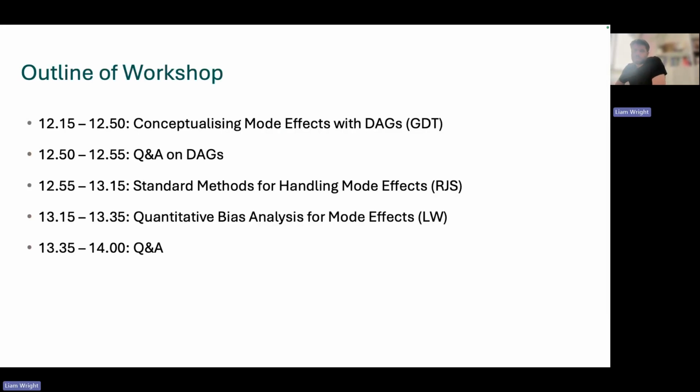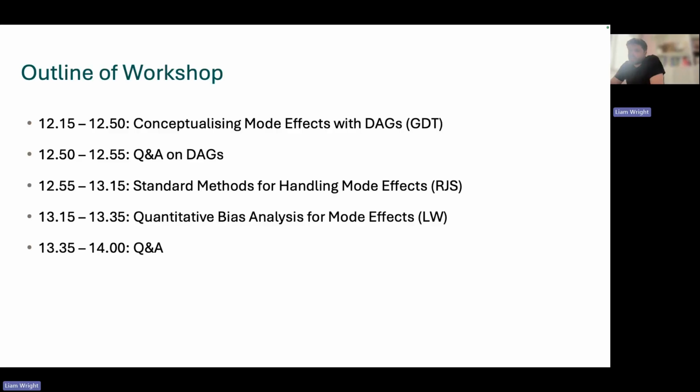And so in the next part of the talk, George is going to talk about using something called causal directed acyclic graphs to conceptualize mode effects and work out how bias can arise from them in different types of analysis. Because that material might be particularly new to people, after her 35 minutes of talking on that, we'll then have a Q&A for 5 minutes just on that material. Following that, we'll have 20 minutes from Richard on standard methods that are proposed for handling mode effects and why they might not work in practice, particularly because of this problem of mode selection.